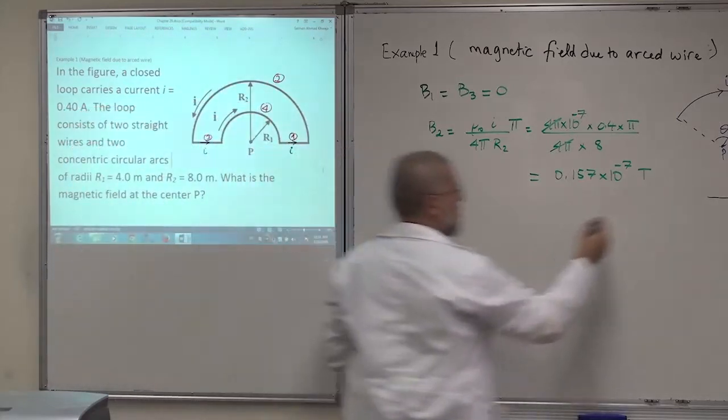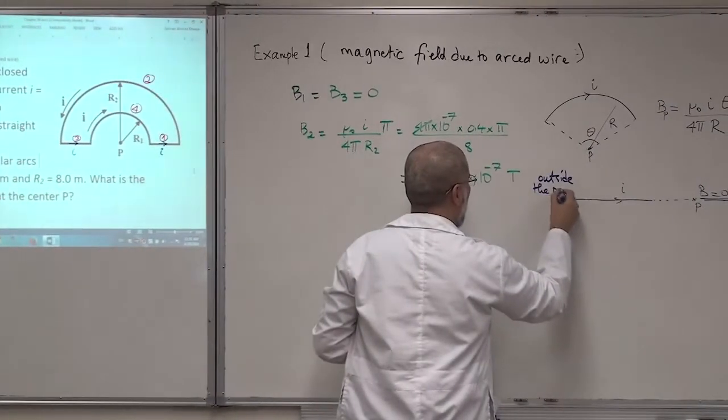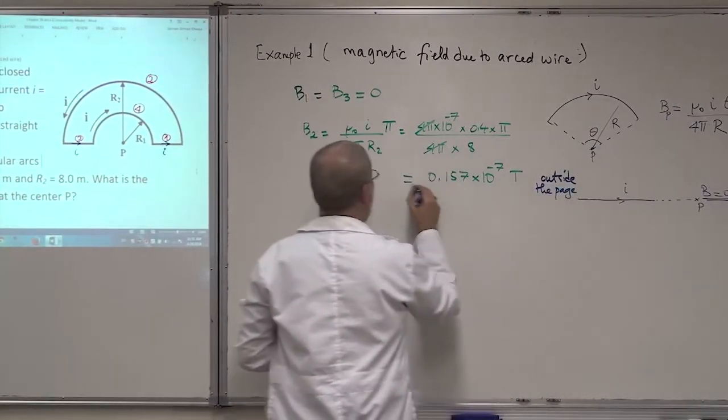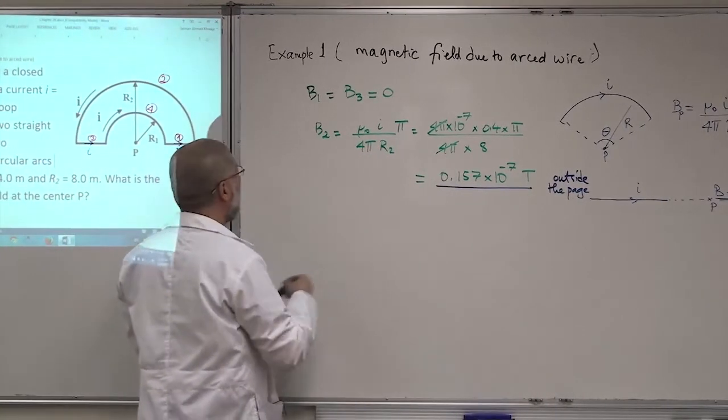So this is outside the page. When I say outside, I mean the page, okay? So that's the magnitude of the magnetic field, and that's its direction. Let's go to B4 now.